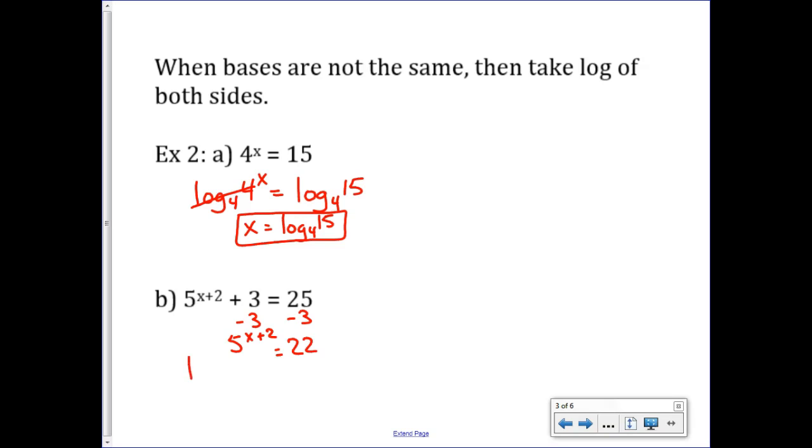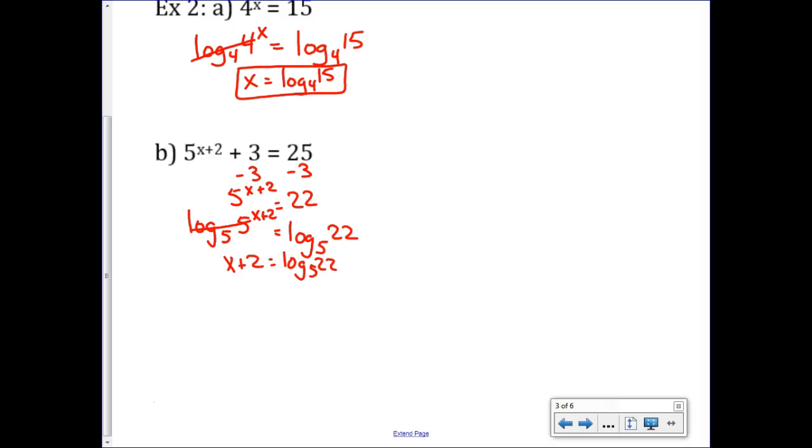So again, I'm going to use that same base that I have, so I'm going to use a log base 5 on both sides. So then those cancel, and now I don't just have x, I have x plus 2 is equal to log of 22 base 5. So then I need to subtract 2 from both sides. So I have x equals log of 22 base 5 minus 2.